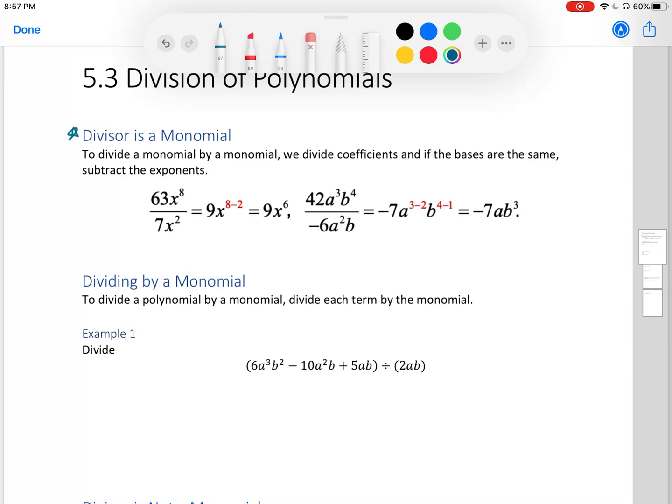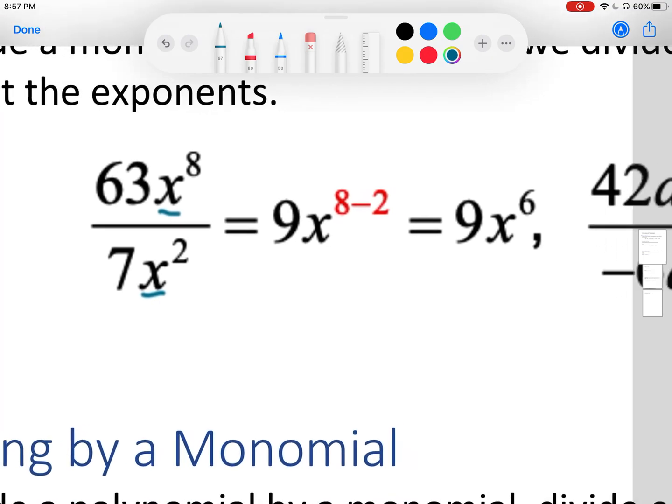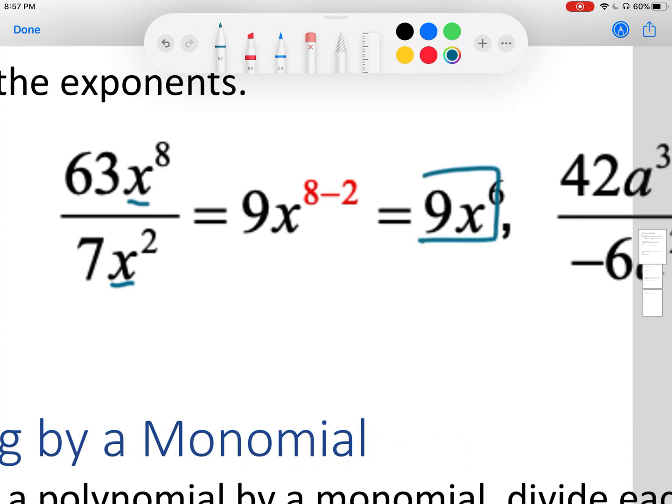So, for example, we have two examples here. In this first one, we see that 63 divided by 7 is 9. And our exponents have the same base, so we subtract their exponents, top minus bottom, 8 minus 2. So we get this as an answer.